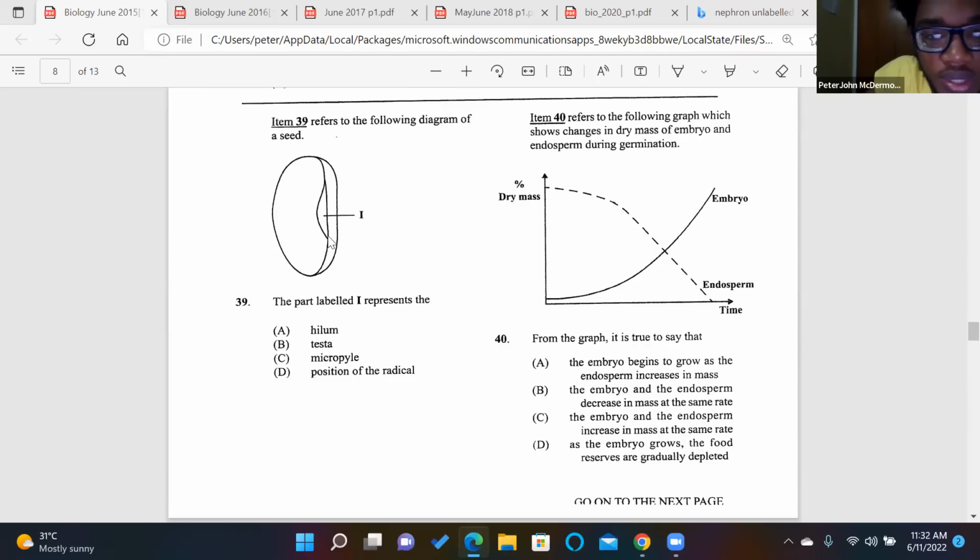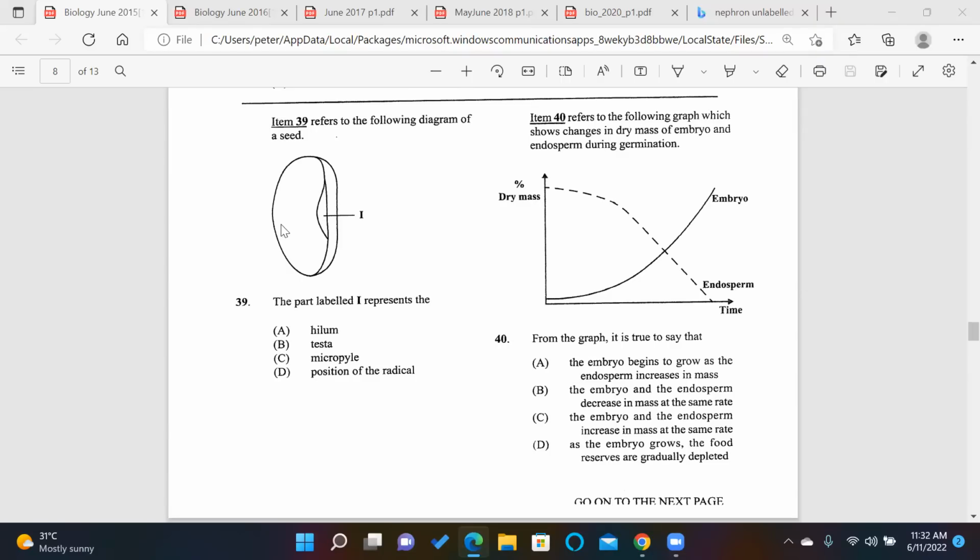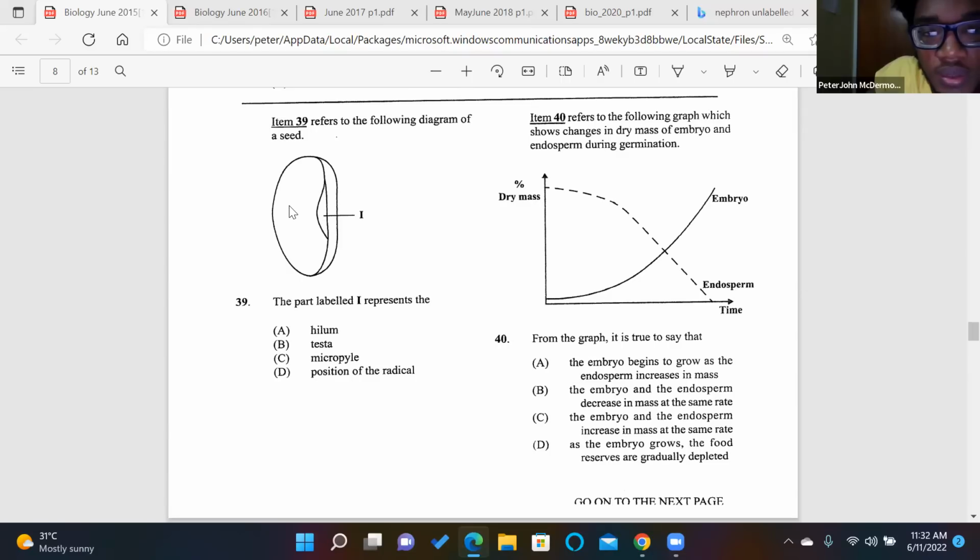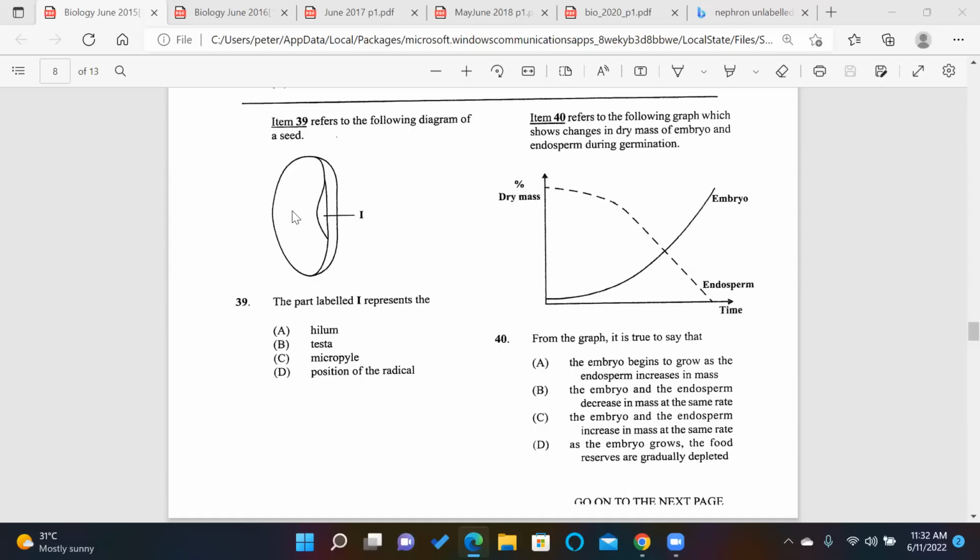Part labeled 1 represents the hilum. The hilum. What's this? Testa? Yeah.